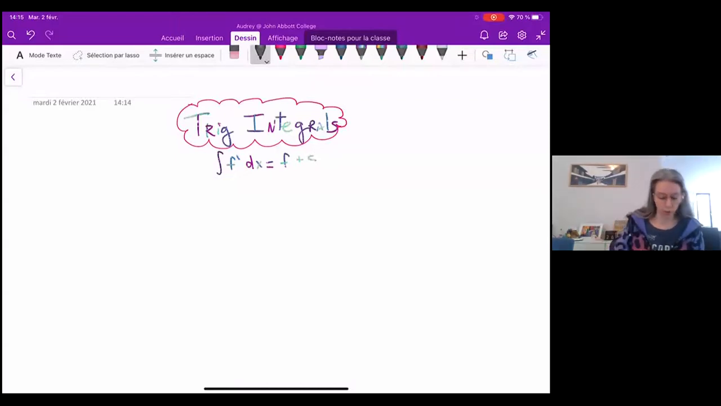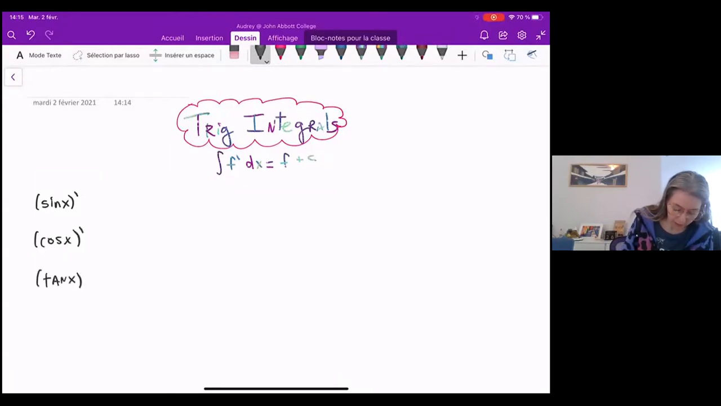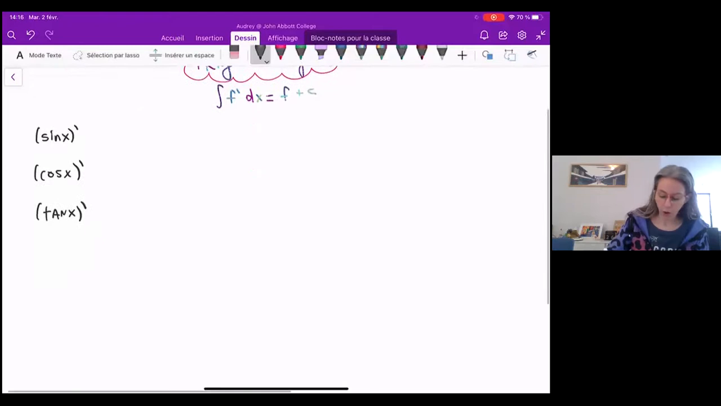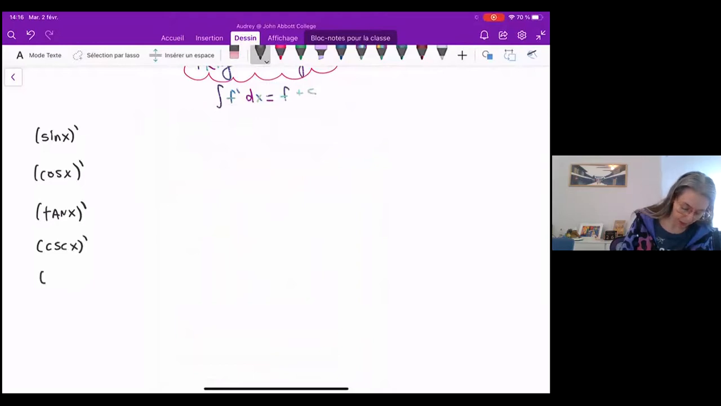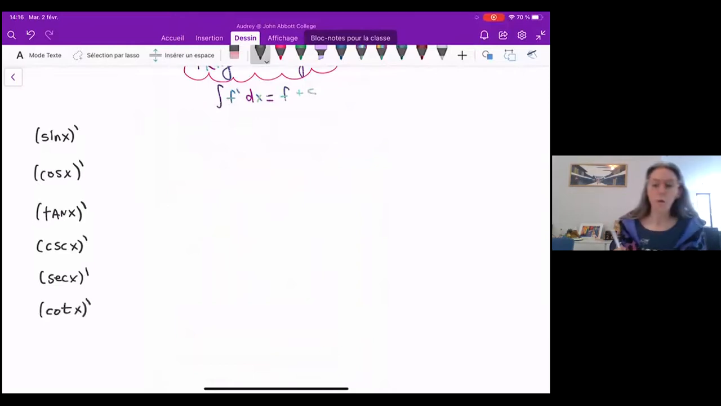So let's try to make a list of our trig functions. Of course, we know sine, and we know cosine, and we know tangent. We also know cosecant of x, secant of x, and cotangent of x. So my recommendation right now would be pause the video for a second, make sure that you remember these derivatives. They're going to be super useful this semester when we're doing substitution, and also right now to figure out what the trig integrals are. So take a second, pause the video.